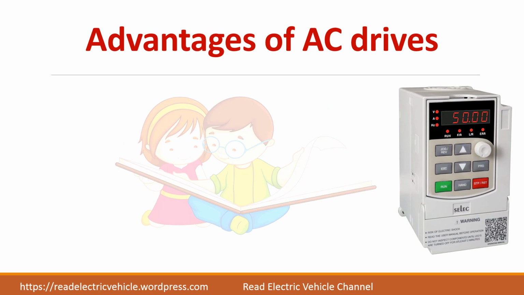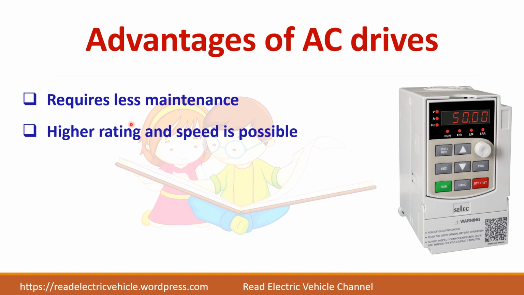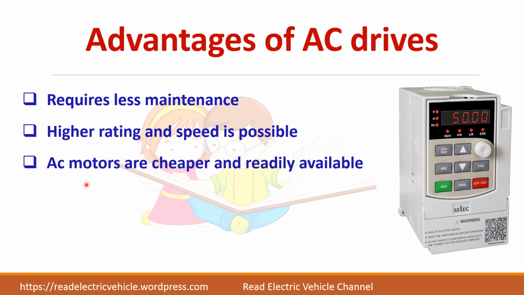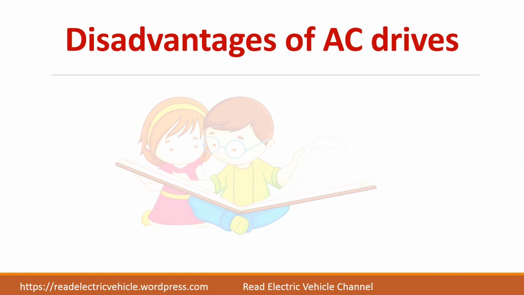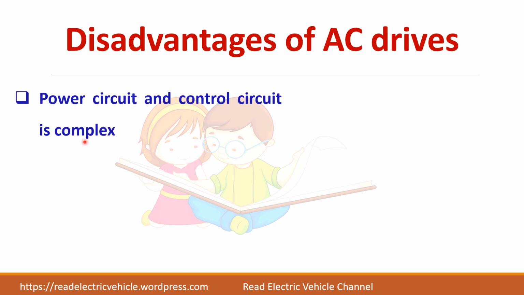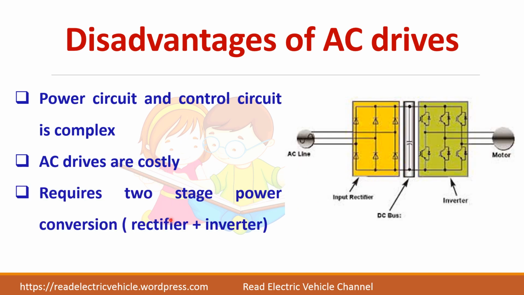Let us see the advantages of AC drives. As we know, there are no commutators, so it requires less maintenance, higher rating and speed is possible, and AC motors are cheaper and readily available. Let us see the disadvantages of AC drives. Here the power circuit and the control circuit are complex compared to the DC drives, and AC drives are costly, though the cost of AC machines is cheaper compared to DC machines. And AC drives require two-stage power conversion, that is a rectifier as well as an inverter.